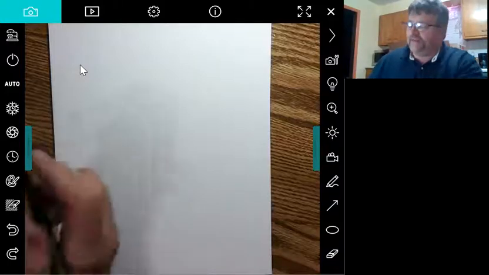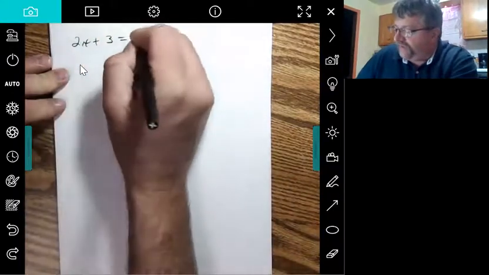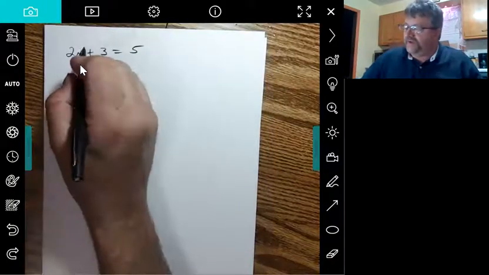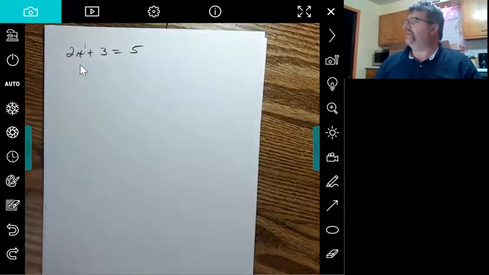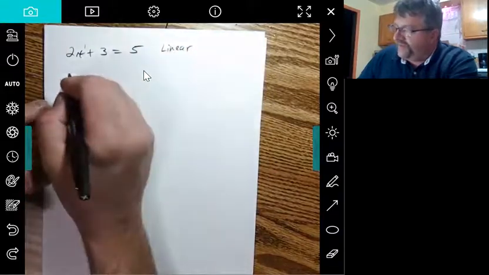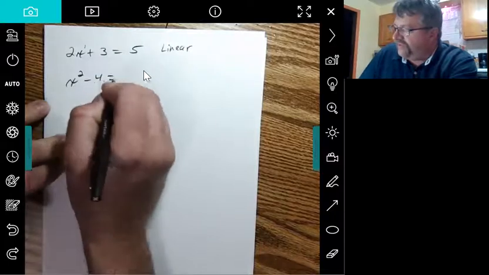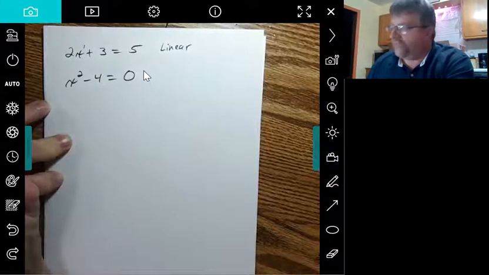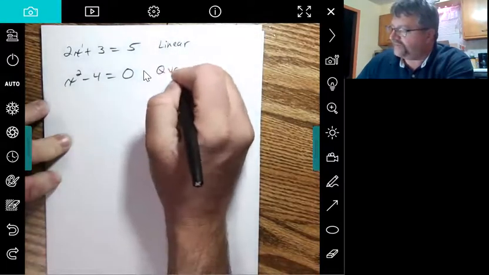You know, what made it linear to begin with? You know, 2x plus 3 equals 5. What makes this a linear equation is the exponent on our x here. So there's a little exponent of 1 on that x. We just never write the 1. That's linear. The minute we throw something else in there, like x squared minus 4 equals 0, now it's not an exponent of 1 anymore. Now this has got an exponent of 2. We call this a quadratic.